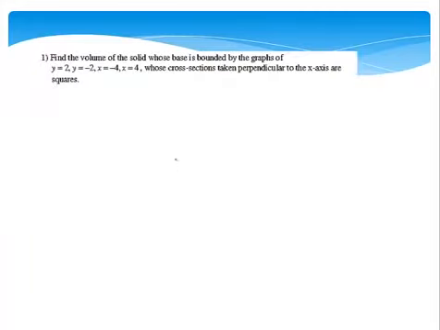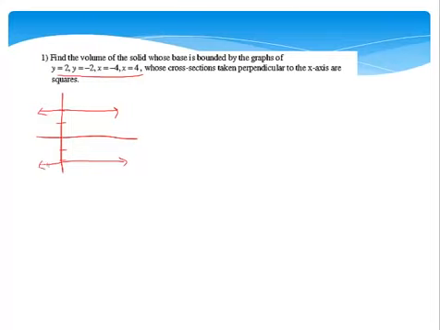So let's look at this first one. It says find the volume of a solid whose base is bounded by the graphs of. So what we're going to do is graph this like we normally would, and we need to get the actual bottom layer of the base. In other words, what original function would we be looking at? Okay, y equals 2 is right here. y equals negative 2. x equals 4. And x equals negative 4.